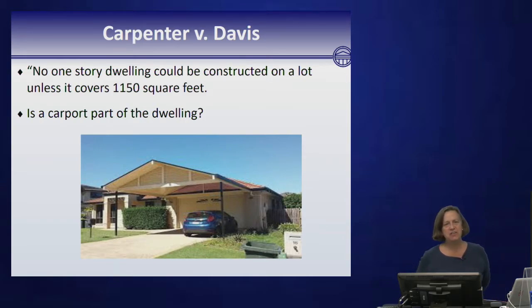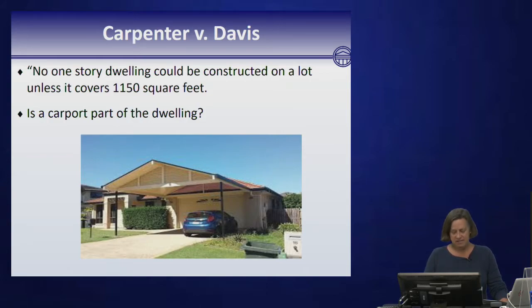And so let's consider Carpenter versus Davis. This is the restrictive covenant. No one-story building could be constructed on a lot unless it covers 1,150 square feet. All right, the homeowner in this case did not want to build a house that was that big, and so what the homeowner maintained was that a carport gives him the additional square footage, and so therefore he's in compliance with the restrictive covenant. So the question in this case is this.